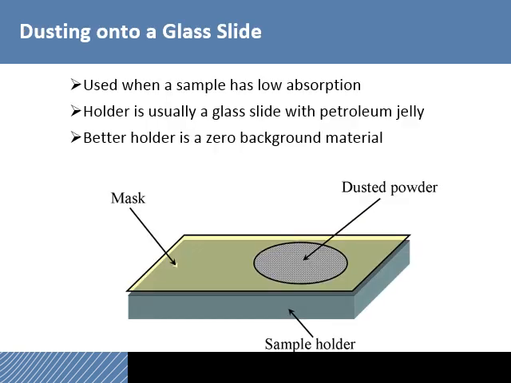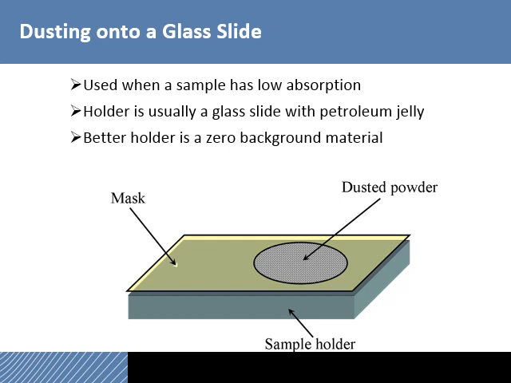Dusting onto a glass slide. This is used when a sample has really, really low absorption. The sample holder is usually just a glass slide with a little bit of petroleum jelly. This can also be used when you don't have a lot of sample material. All right, you would take a glass slide and you would just smear some petroleum jelly across it, and very, very little. You don't need a lot. You don't want to goo it up. And then you just sprinkle some of your sample right onto the Vaseline.